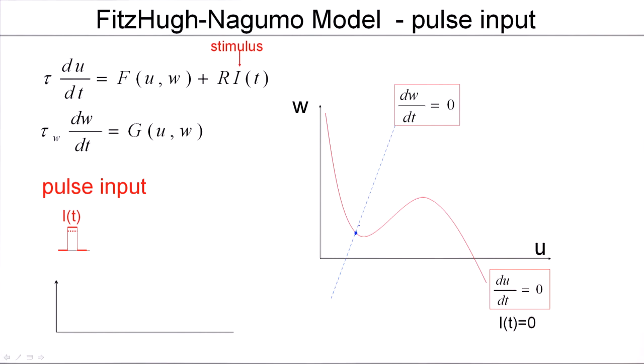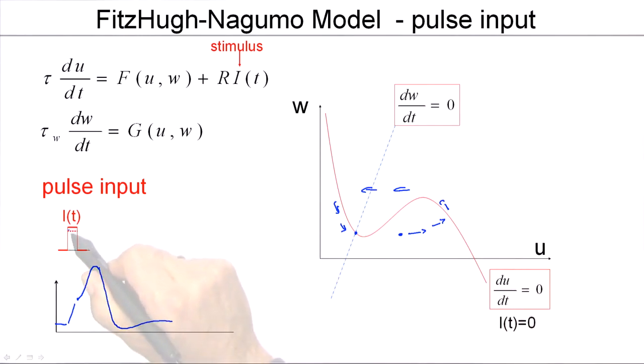And let's apply a pulse input. A pulse input will lead to a horizontal jump of the membrane potential. Then we follow the flow pattern, and what we see is that it will go back like this. So in response to the input pulse, I have an increase of the voltage, and then it goes down, it comes back from below.